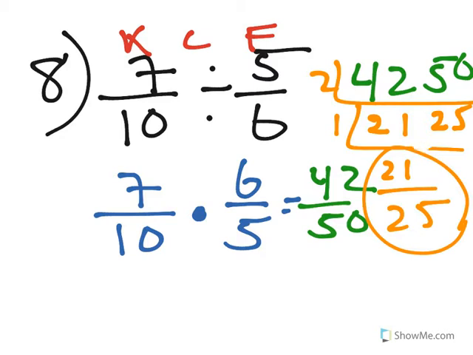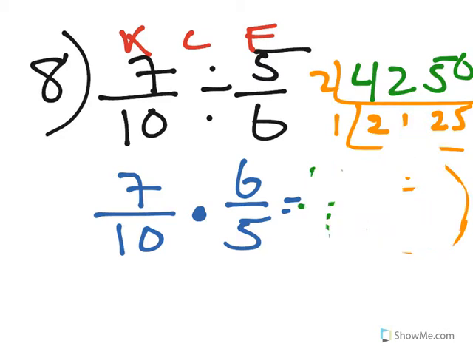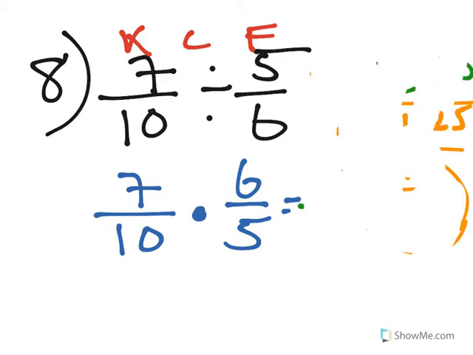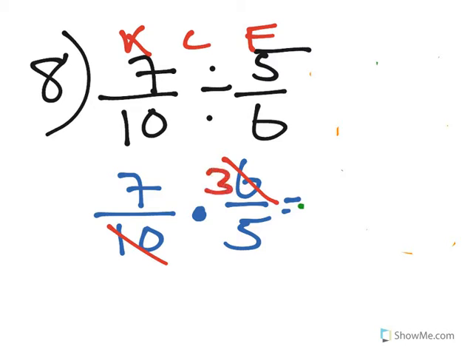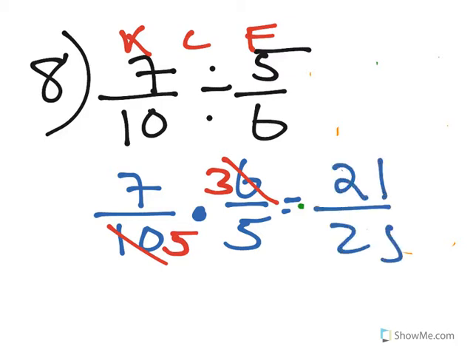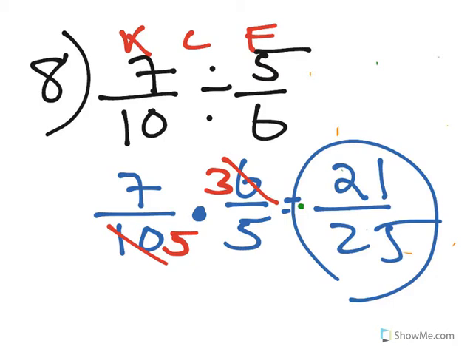Now, if you wanted to simplify before you multiply, you would get that answer anyways. You're still going to take out that 2, but you're going to do it right here. So 2 goes into 6 3 times. 2 goes into 10 5 times. Now when I multiply, I get the 21 over 25, and it's in simplest form.